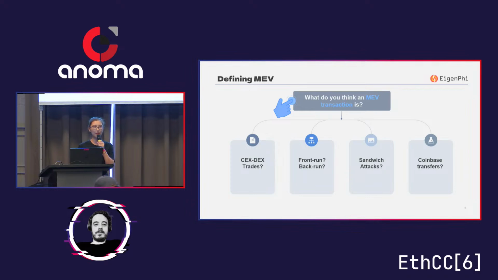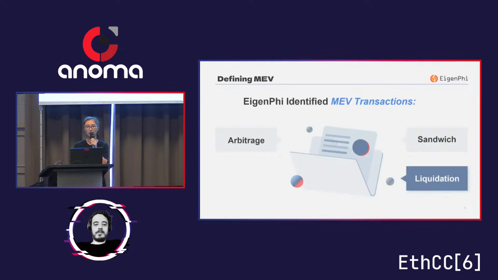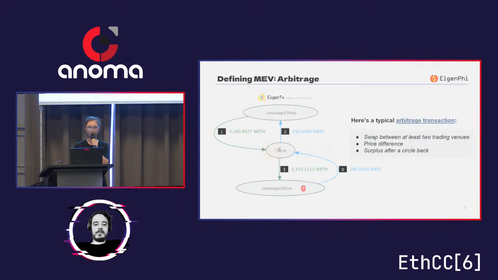So EigenPhi has conducted an extensive study on those transactions that were paying extra tips to the block builders. And among those transactions, the most well-known MEV types are arbitrage in atomic transactions, sandwich attacks, and also liquidation. We have labeled and provided data on those MEV types through our products.